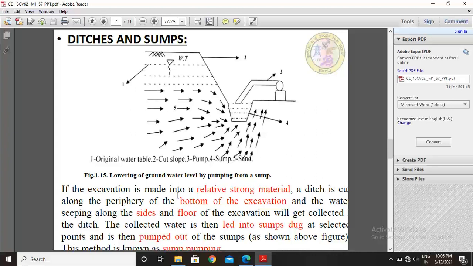Interceptor ditches are most economical for carrying away the water which emerges on the slopes and near the bottom of the foundation pit. This method can be effectively used for rock formations, gravel and coarse sand. In fine sands and silts, there may be sloughing, erosion or quick conditions. For such soils, the method is confined to a depth of 1 to 2 meters.